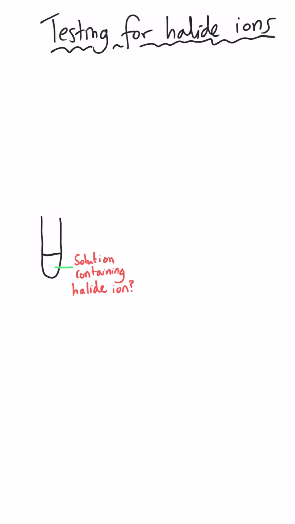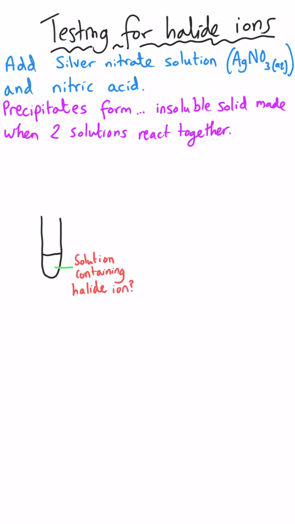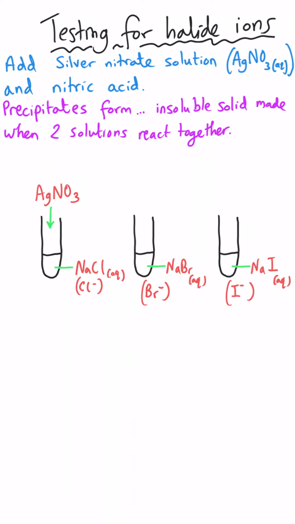Now, to do this, you use a chemical called silver nitrate. You also use an acid, so it's often called acidified silver nitrate. When you do this reaction, you get precipitates forming. Now, precipitates are insoluble solids that form during the reaction of two solutions. The precipitates that form here have distinctive colours.